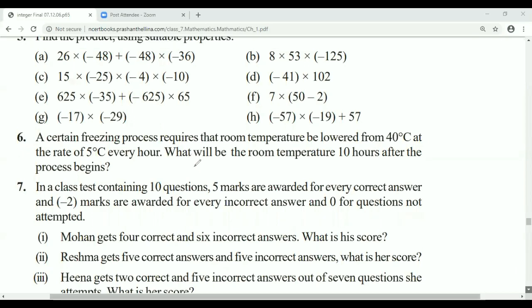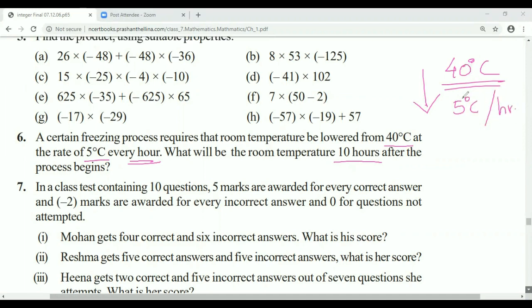Now let's look at question number 6. A certain freezing process requires that room temperature be lowered from 40 degrees Celsius at the rate of 5 degrees Celsius every hour. What will be the room temperature 10 hours after the process begins? So there is a process of freezing a room. The present room temperature is 40 degrees Celsius. We have to lower the temperature, and the process has a rate of decreasing 5 degrees Celsius every hour.